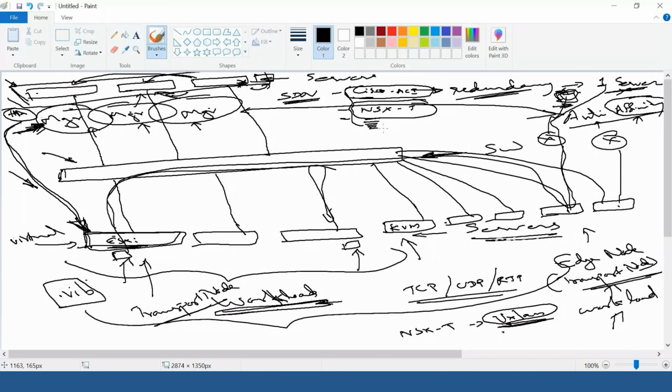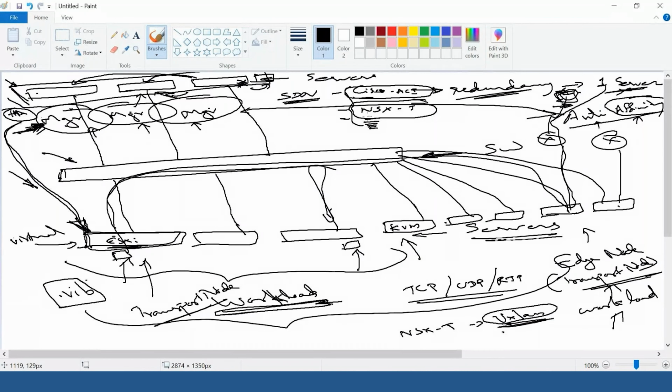You don't need to change any of your existing infrastructure. Okay, so these are all different. Why? How? I'll come to that.